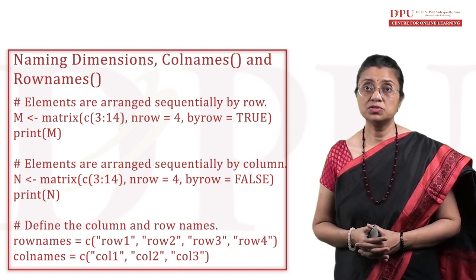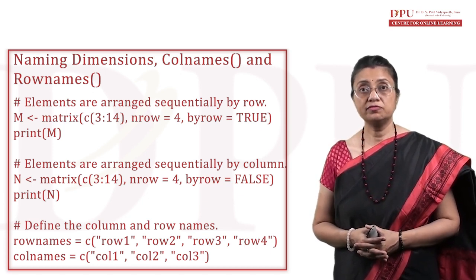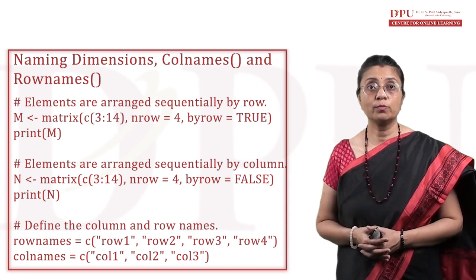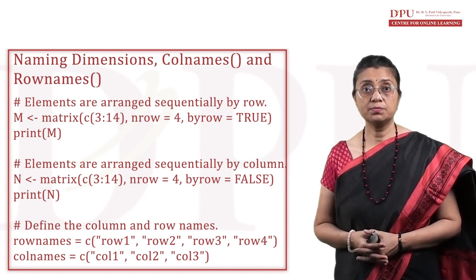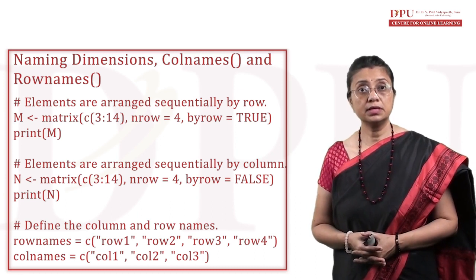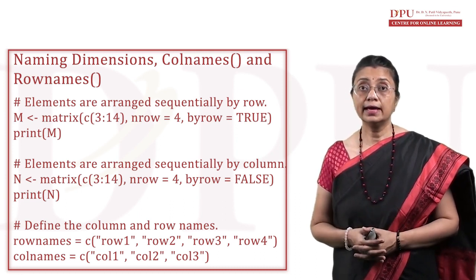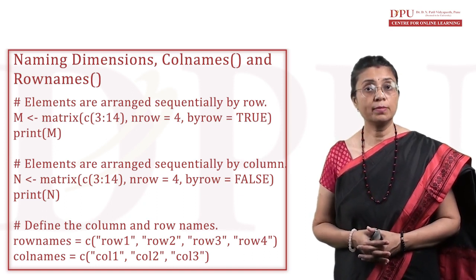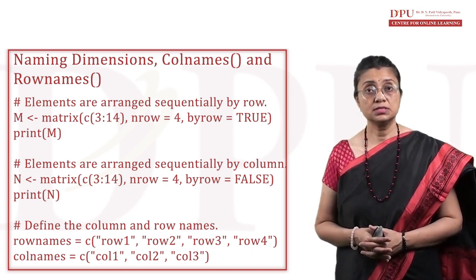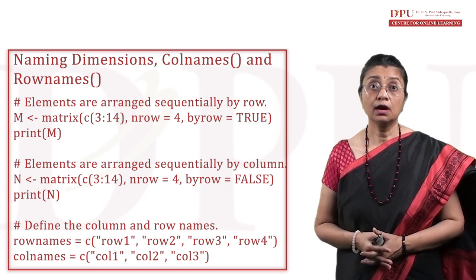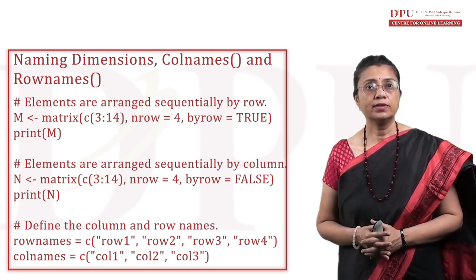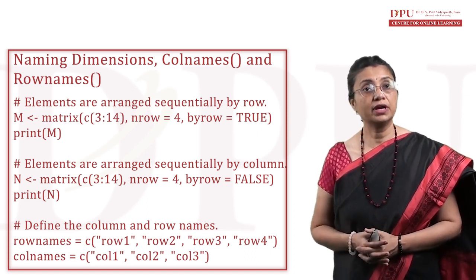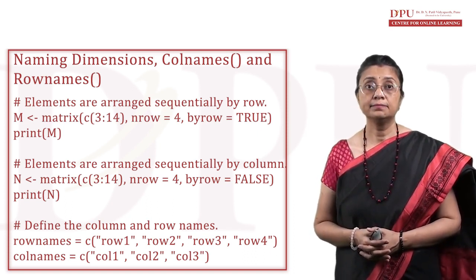Elements are arranged sequentially by column. Here, if we are storing the data sequentially by column, we store N equals matrix. Within the matrix, we pass c, which is the vector, 3 to 14, comma, nrow equals 4, which means 4 rows are there, and now byrow is equal to FALSE. This means that we are storing the data column by column. And then finally, print N. With the help of the print command, we are directly printing the entire matrix.